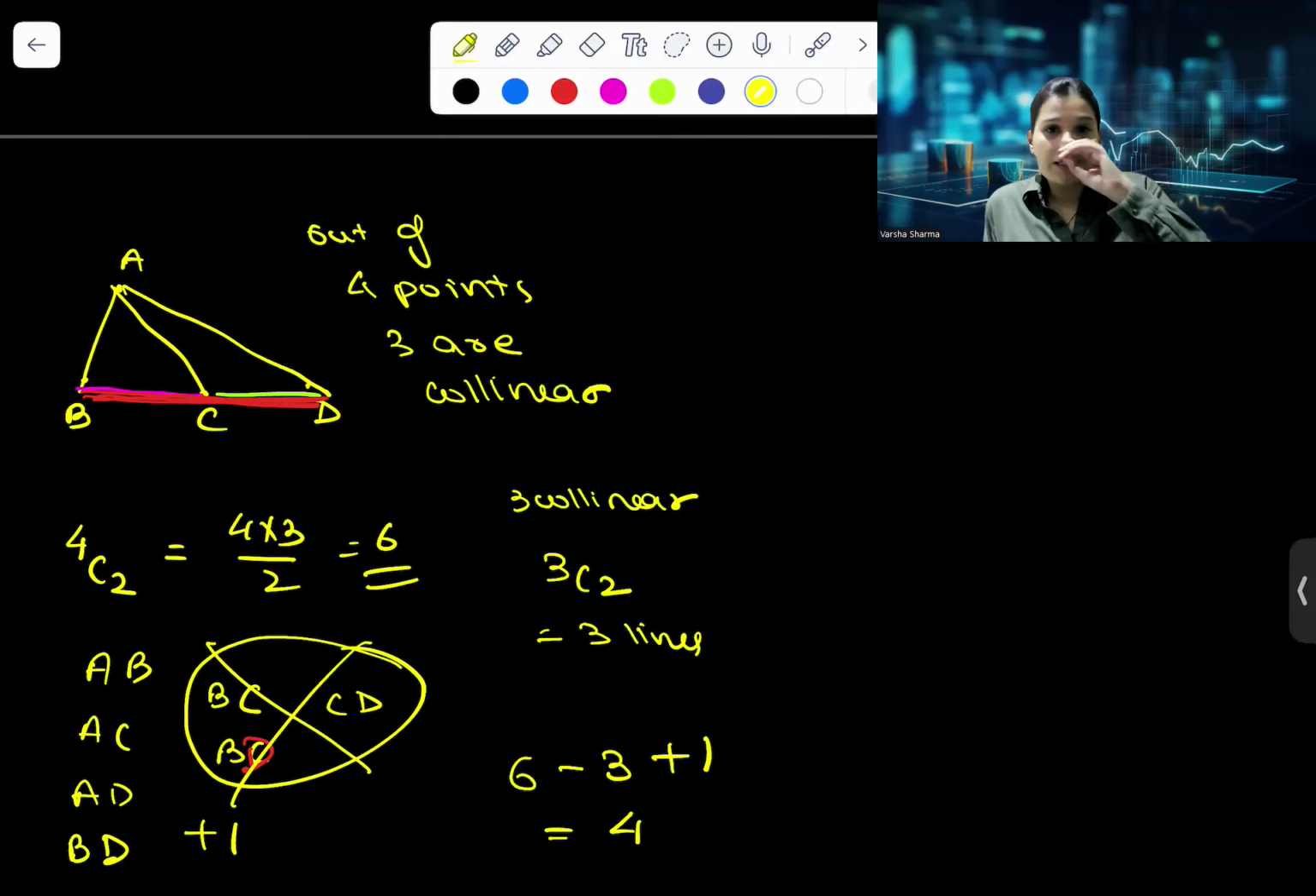So what we do in collinear is, from all the lines, we first remove the collinear ones. Every single line that the collinear points form among themselves, we remove every one. And after removing all of them, we just take the longest one out of it. Because if I take only the longest one, the smaller ones are counted within it. There's no need to count again.